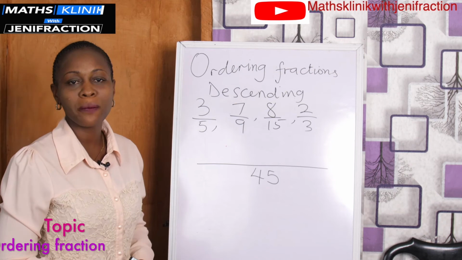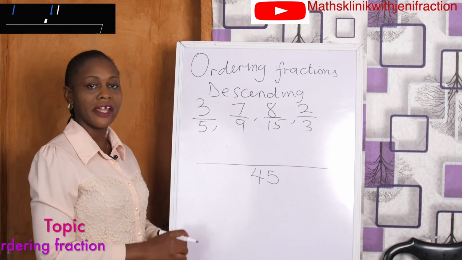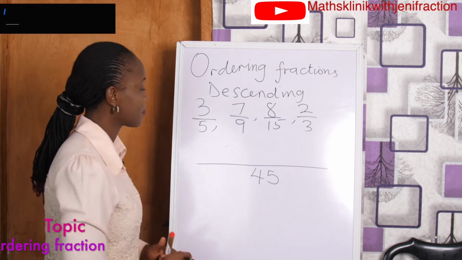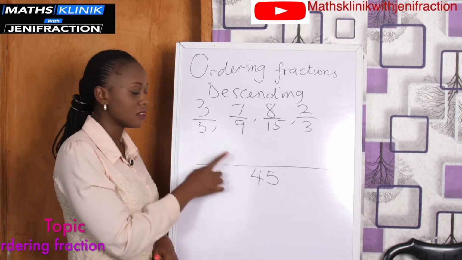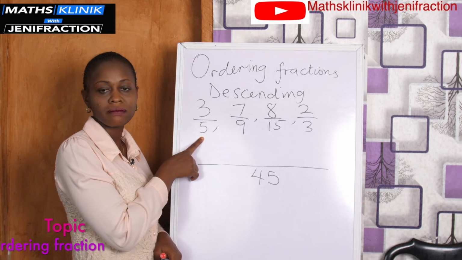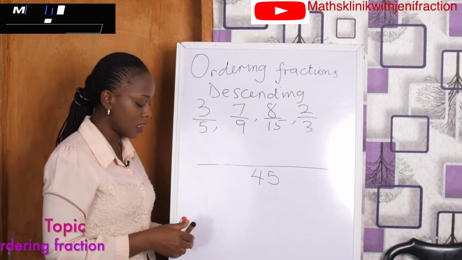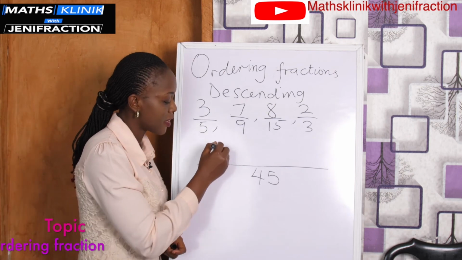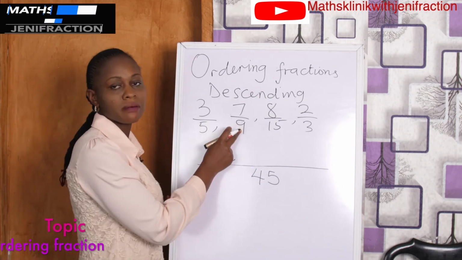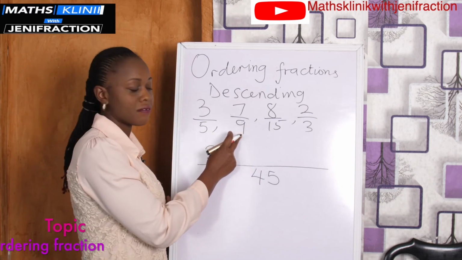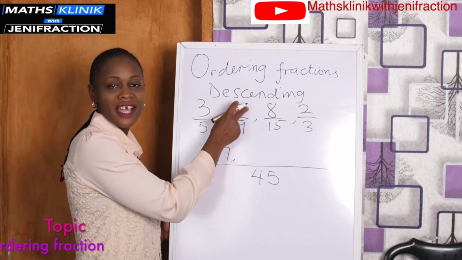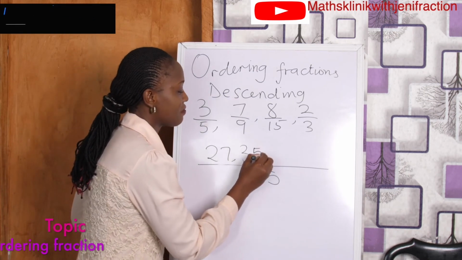Now I'll move to the next step, which is divide and then multiply. And we are dividing by the denominator. Let's start. I'll start with the first fraction. 45 divided by 5, and that is 9. 9 times 3, which is 27. I write my 27. I'll move to the next fraction. 45 divided by 9, which is 5. Should I write down my 5? No. I'll say 5 times 7, and that is 35.